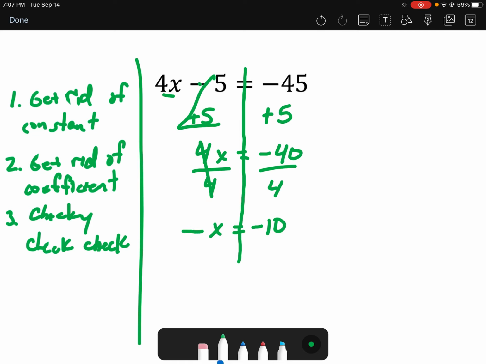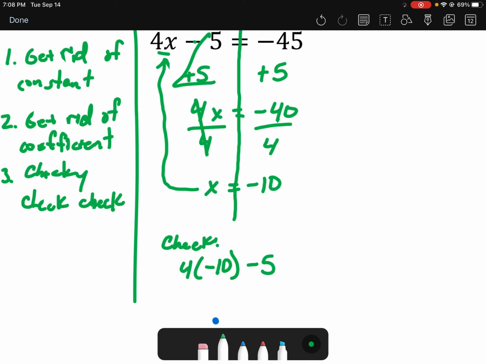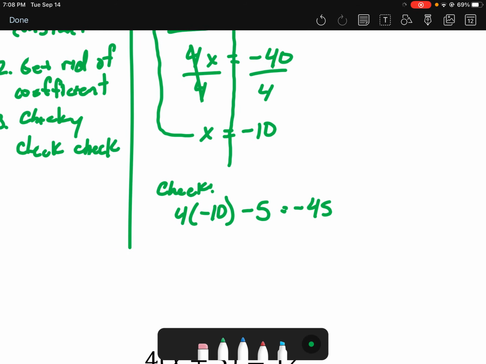I can now go ahead and check by substituting negative 10 in for x here. So when I check, I'd have 4 times negative 10 minus 5, and I want that to equal negative 45. You will have to use some kind of order of operations. So I have 4 times negative 10, which is negative 40. And then I have negative 40 minus 5, which is negative 45. And that checks out. So negative 10 is my solution.